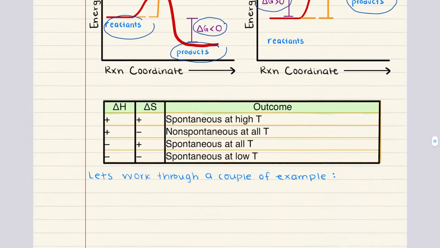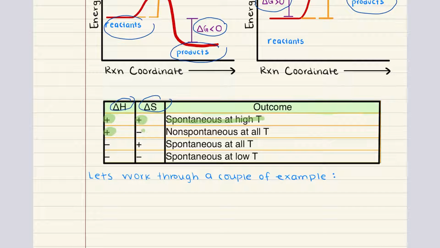We can also predict spontaneity by analyzing the signs of delta H and delta S. This table helps summarize that. When delta H and delta S are both positive, then the reaction is spontaneous at high temperature because the T delta S term becomes large enough to make delta G negative.